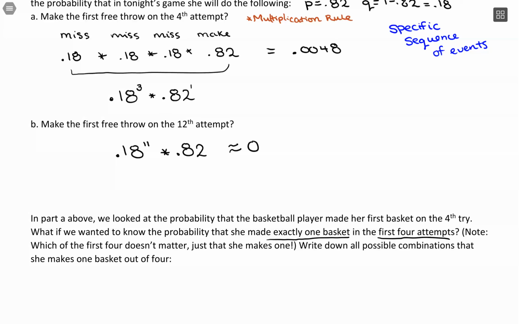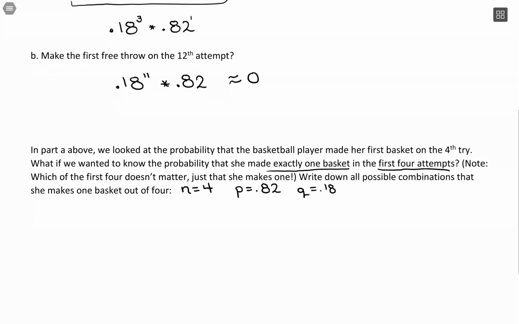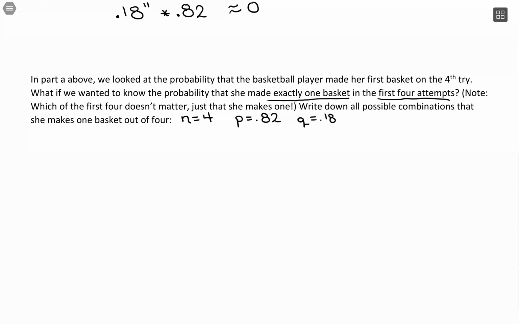So let's see how this formula comes through. So she's going to have 4 attempts, so that'll make our number of trials 4, 0.82 probability of success, 0.18 probability of failure. And what we want to do is just outline how many ways can this occur? How many ways can she make 1 basket out of her first 4 attempts? So let's say she could make the first shot, or she could make the second shot, or she could make the 3rd, or she could make the 4th.